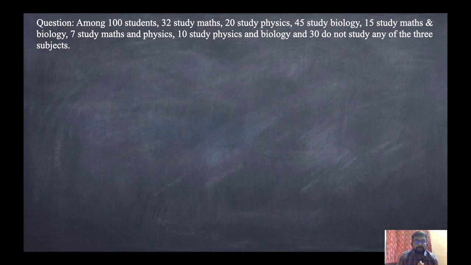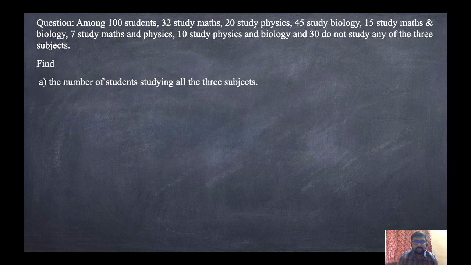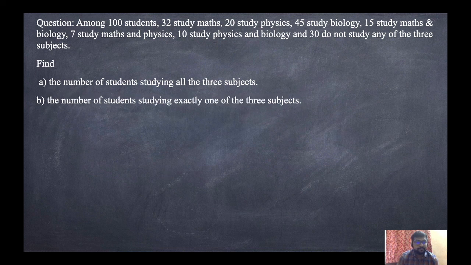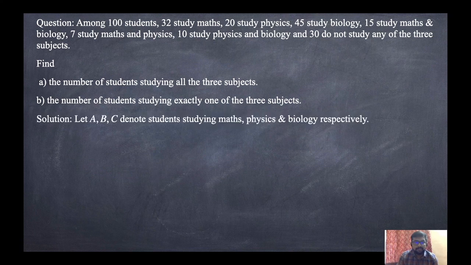So that's the last example. Among 1000 students, 32 study maths, 20 study physics, 45 study biology, 15 study maths and biology, 7 study maths and physics, 10 study physics and biology, and 30 do not study any of these three subjects. Find, what is the question? The first one, the number of students studying all the three subjects. And second one, the number of students studying exactly one of the three subjects. Okay. So what is the solution?